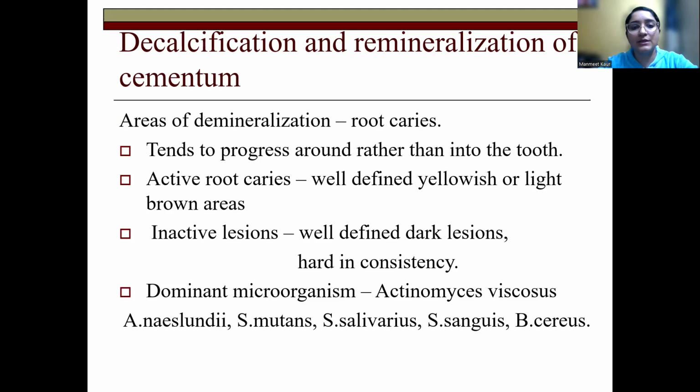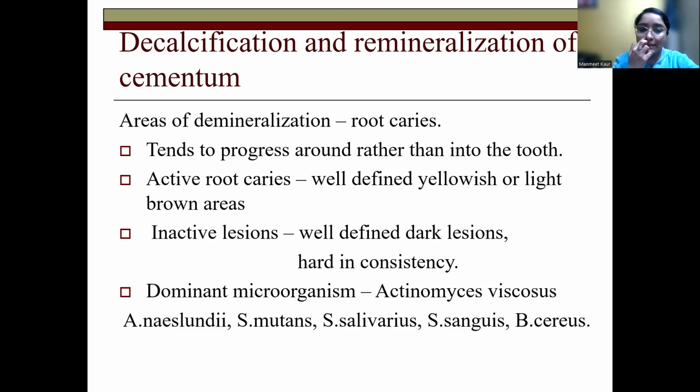Then there are areas of demineralization, in which root caries can occur, okay, which tends to progress around rather than into the tooth. Active root caries shows well-defined yellowish or red-brown areas, and inactive areas show dark lesions in root caries, and that is hard in consistency. So what are the dominant microorganisms that are causing root caries?